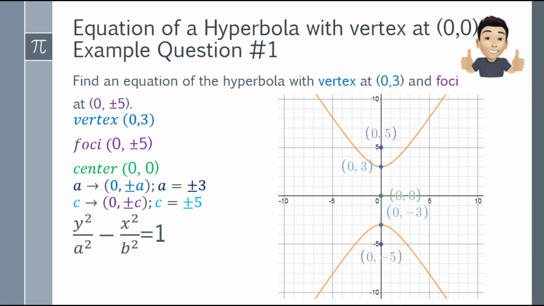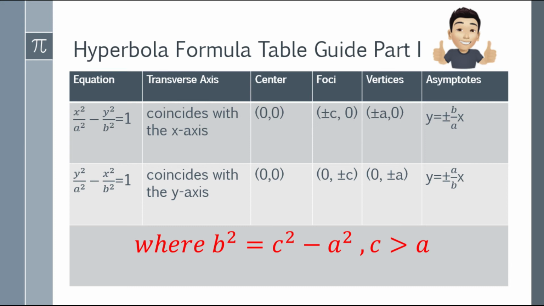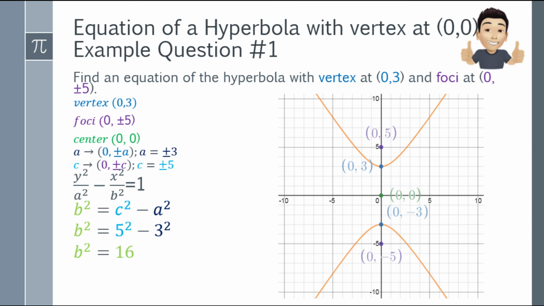Para ma-solve na natin yung equation, kailangan pa natin mahanap yung b. Paano natin hahanapin yung b? Remember, b square is equal to c square minus a square, where c is greater than a. So, to compute for that one, b square is equal to 5 square minus 3 square. Ano ba yung c mo ulit? That will be 5. Tapos, i-square mo, that will be 25. Minus mo ng a square. A mo is 3. So, pag i-square mo yan, that will be 9. So, 25 minus 9, that will be 16. So, b square is equal to 16. Huwag mo na kunin yung b lang. So, b square lang kailangan natin.